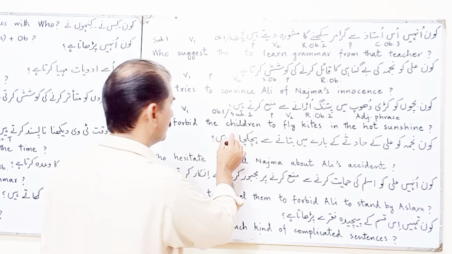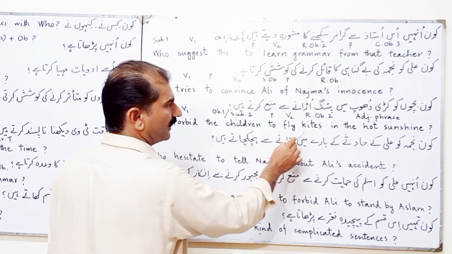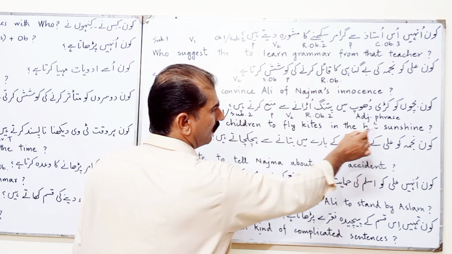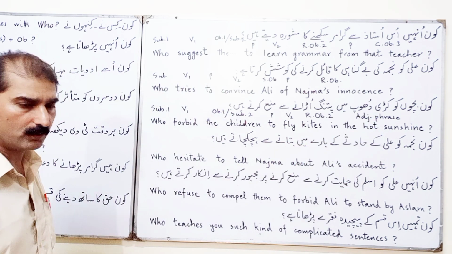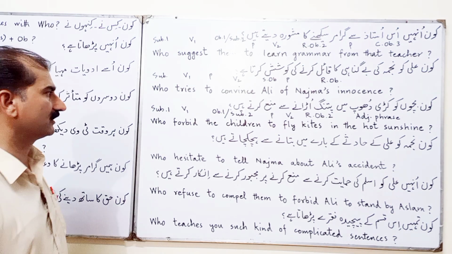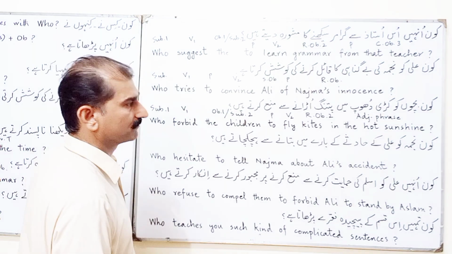Who forbid the children? to fly kites, in the hot sunshine. Who forbid the children to fly kites in the hot sunshine?